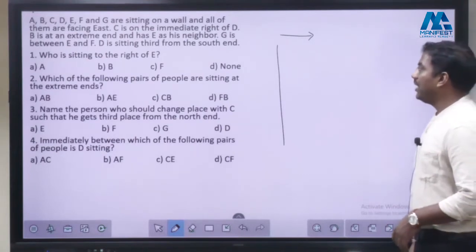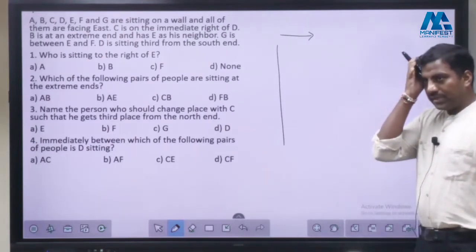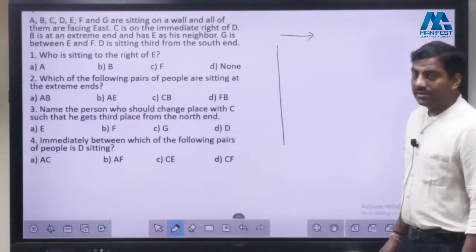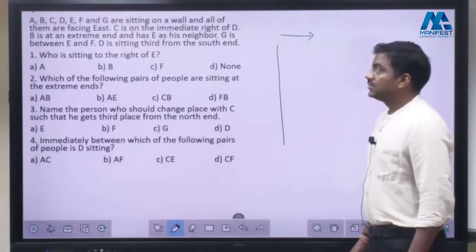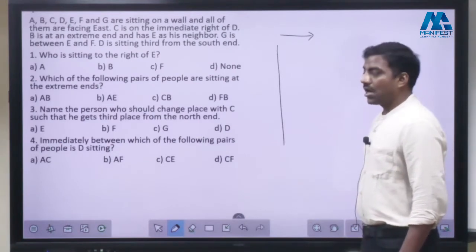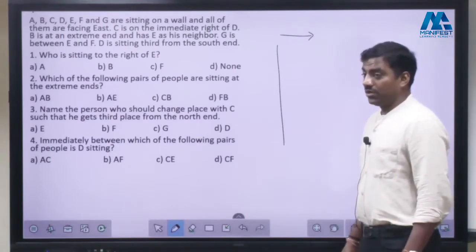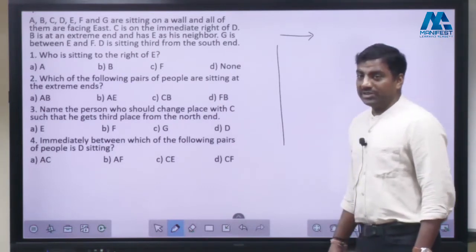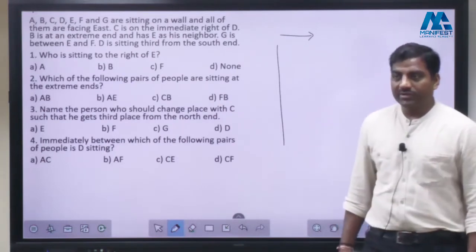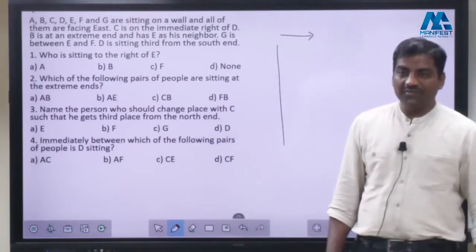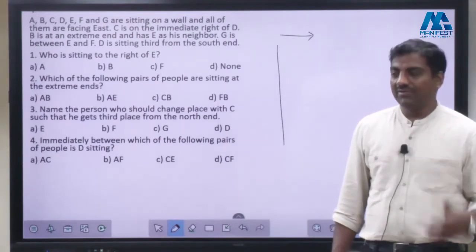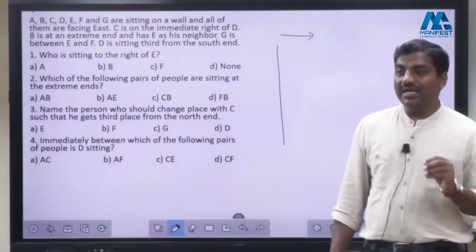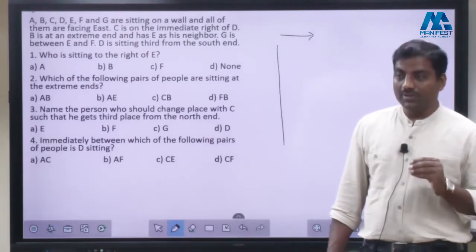C is on the immediate right of D. C and D, where will you make them sit? How many persons are there here? How many? 7. This is very important. When they don't mention the number, these letters will be misleading. We will have some psychological connect with these letters. So whenever F appears in my mind, it is 6 always. Whenever J appears in my mind, it is 10 always. So this G, H, I, all these things will be misleading.